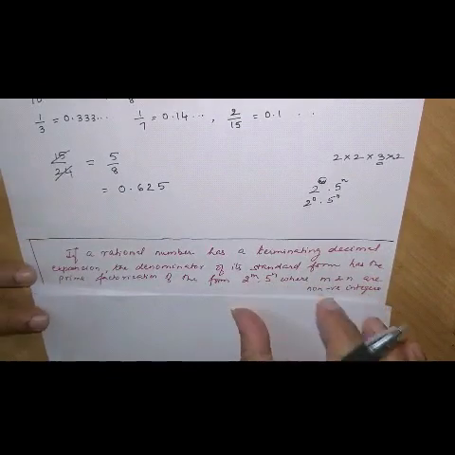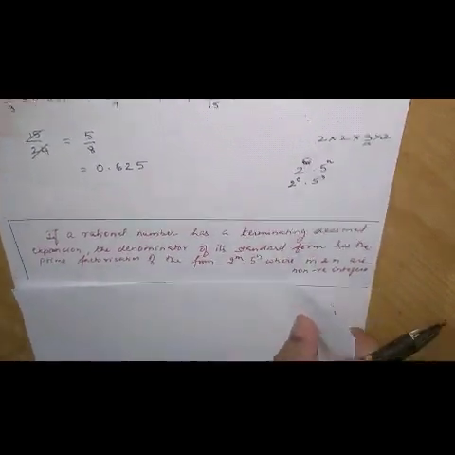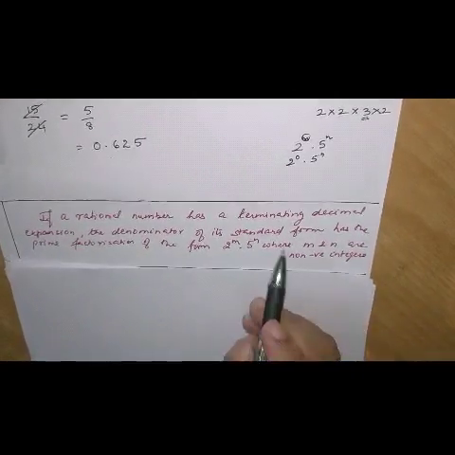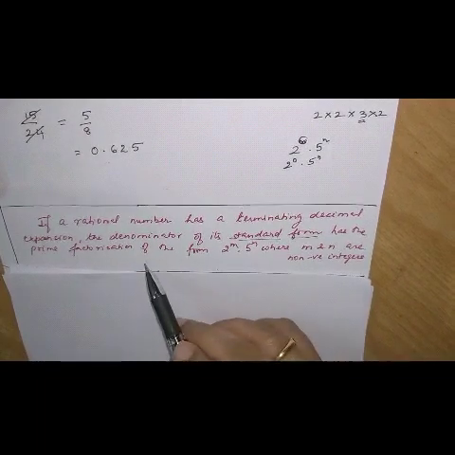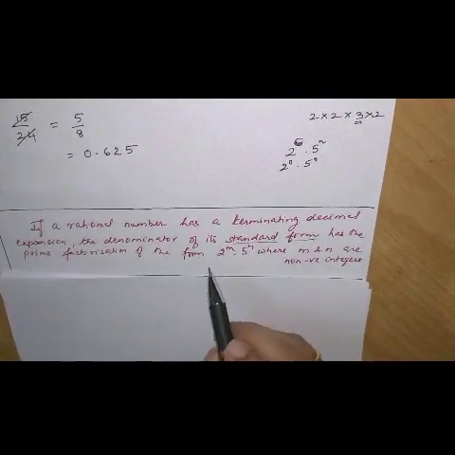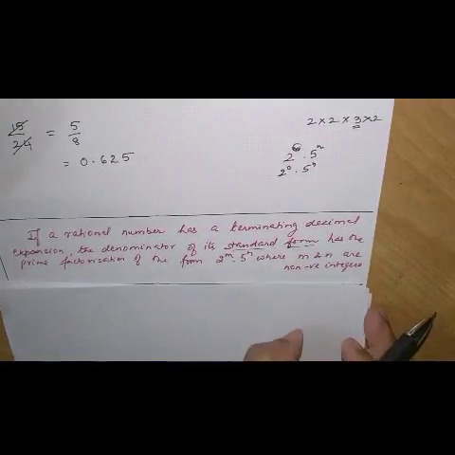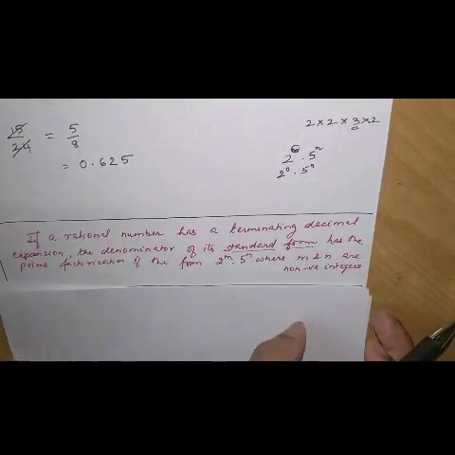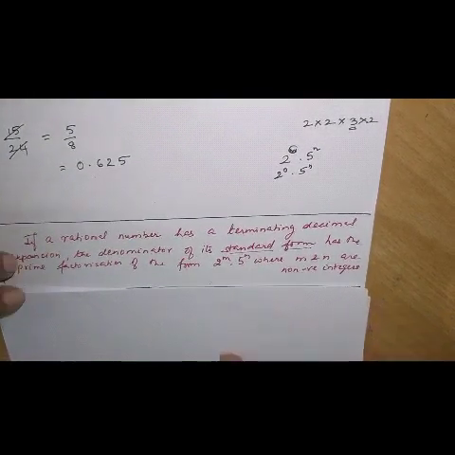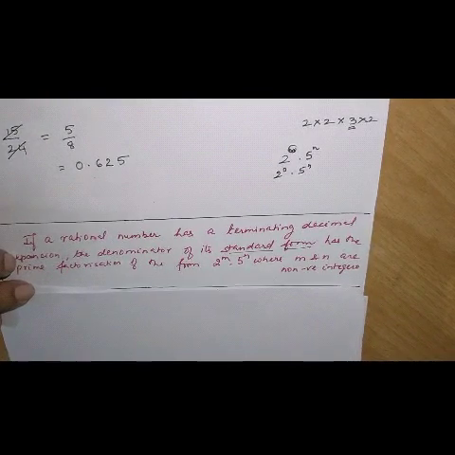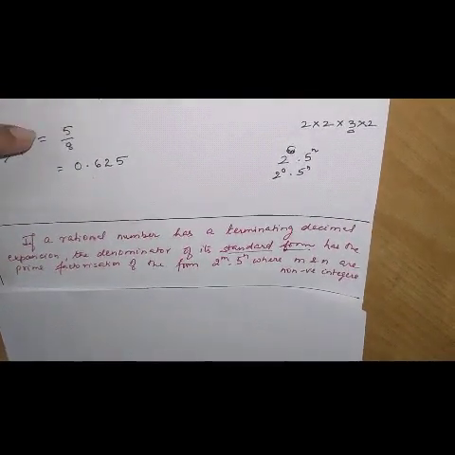So if a rational number has a terminating decimal expansion, then the denominator of its standard form, very important, has the prime factorization of the form 2 to the power m into 5 to the power n, where m and n are non-negative integers. This concept is just a continuation of the 9th standard, but it may come for 1 mark. In MCQs and all, such questions come.